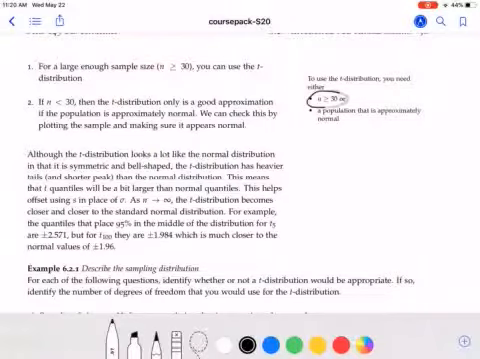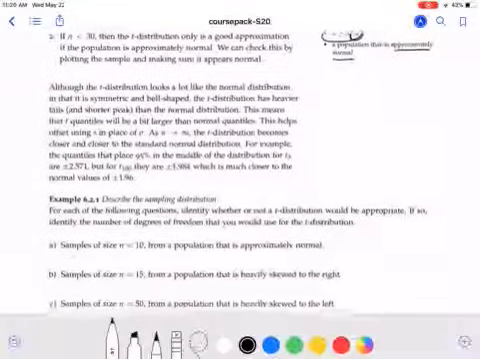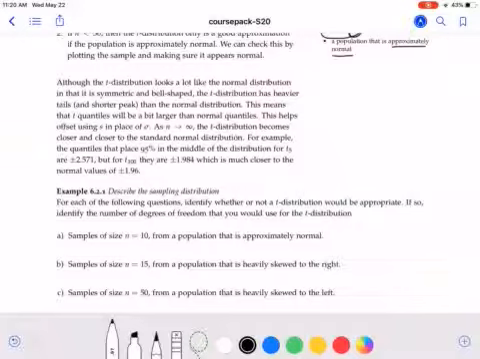Either our sample needs to be at least 30 in size, or, this is an or statement, our population should be approximately normal. We only have to have one of these as opposed to the last section where we had to check a couple things and they both had to hold. So it's one of these or the other. If we have these conditions holding, we can use the t-distribution for doing confidence intervals or testing.